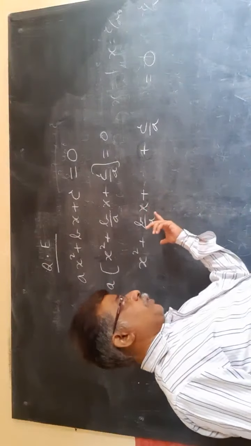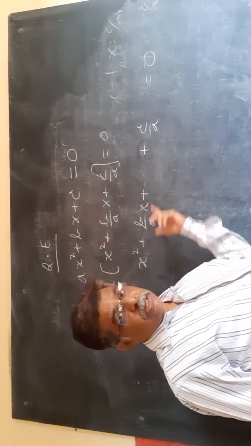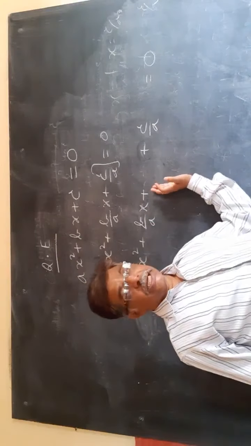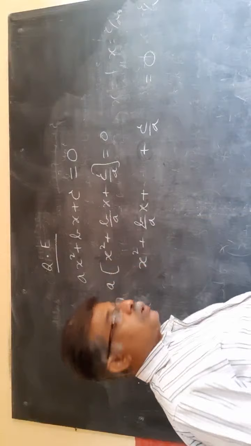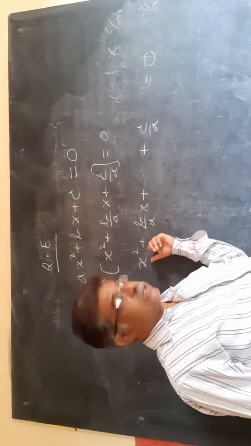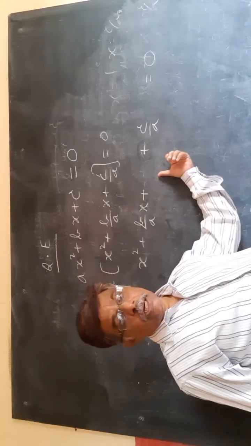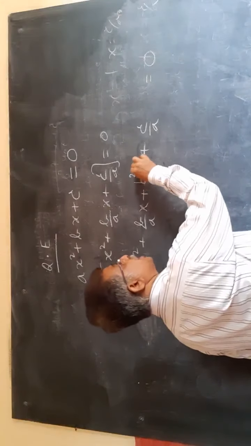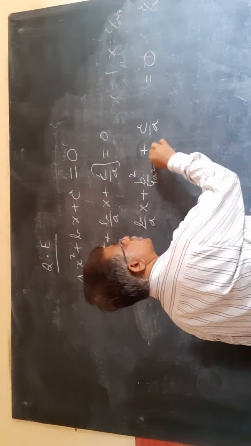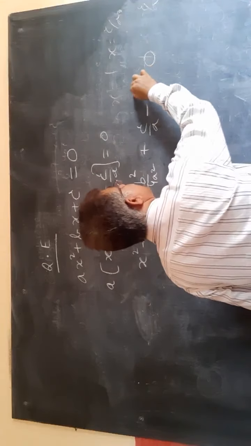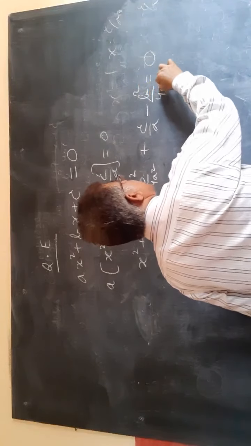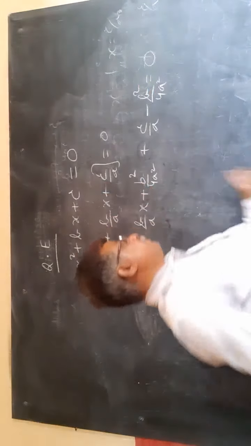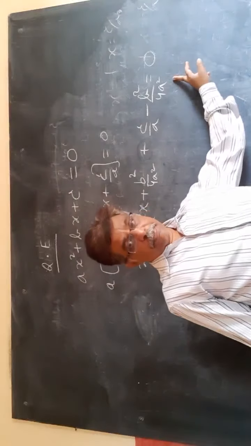So, I want to make it a complete square, completing the square. I will complete the square using your 10th class concept. You know how to complete the square. This is a square, this is 2ab. Now we need b square. So, what is b here? It is b by 2a. Square of that is b square by 4a square. I am just adding and subtracting b square by 4a square.